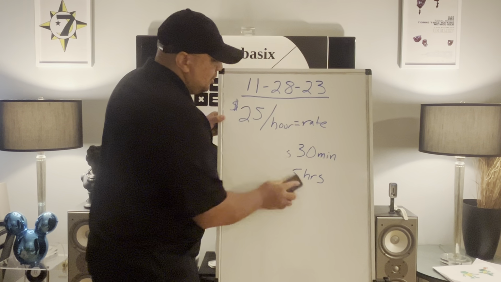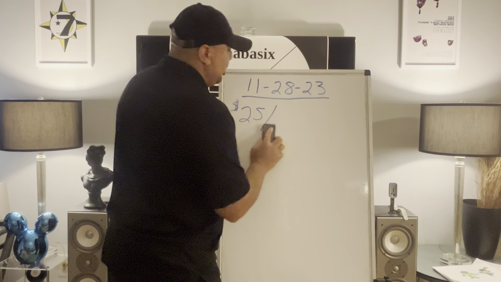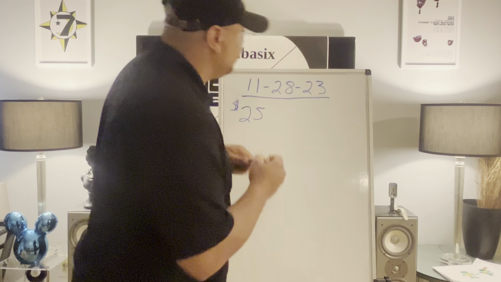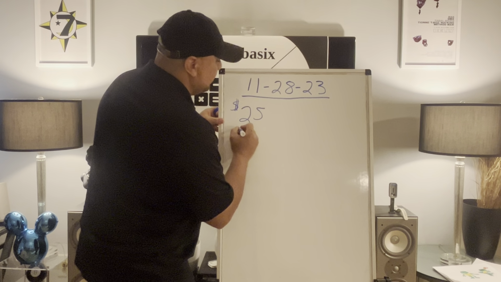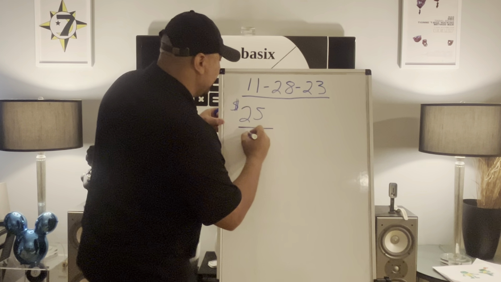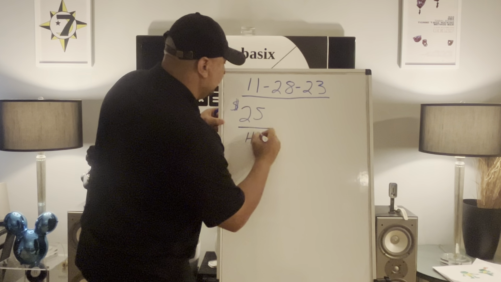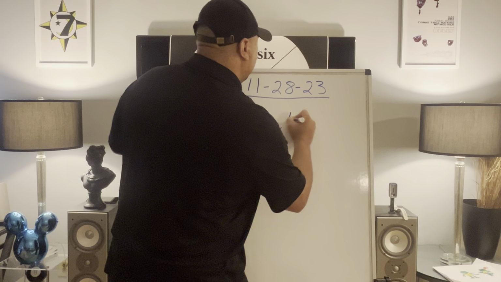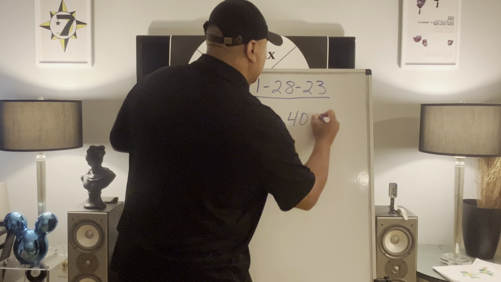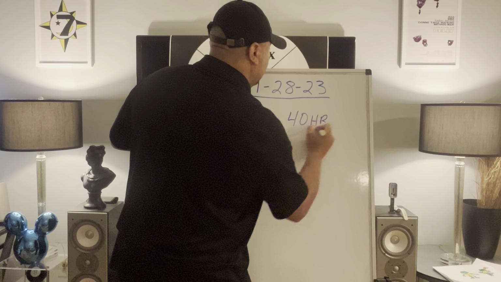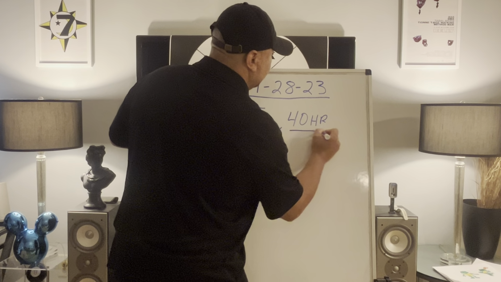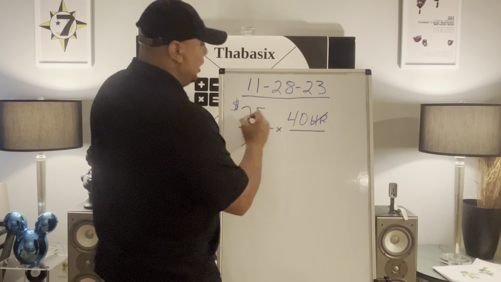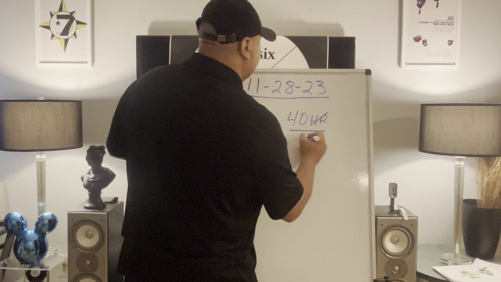We do that first, and then we add the overtime because it's at a different rate. Quickly, I'm going to write it as a fraction so you can see it: $25 per hour times 40 hours. The hours cancel out, so it's basically 25 times 40.